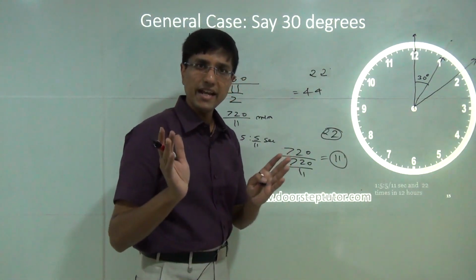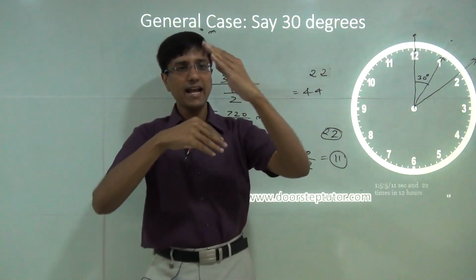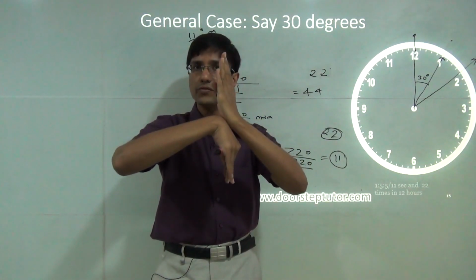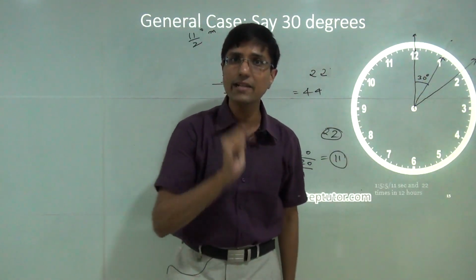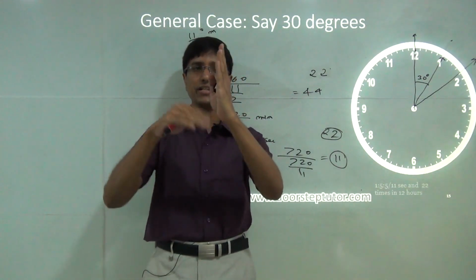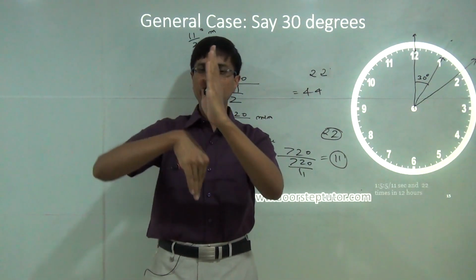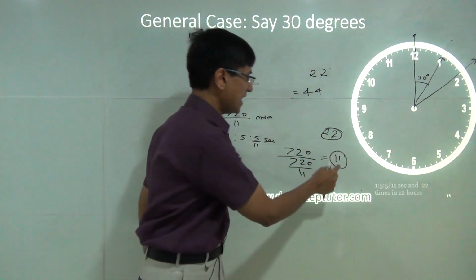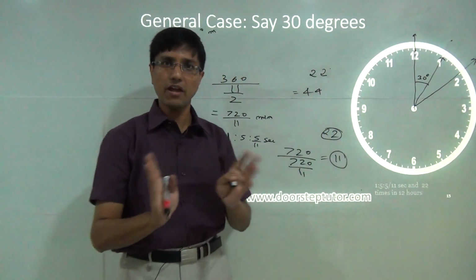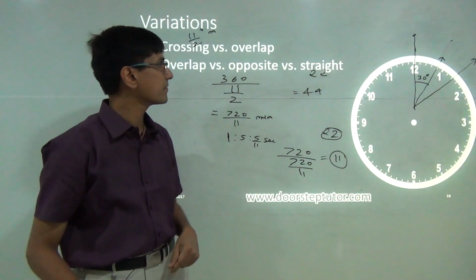Because of symmetry, when the hands are coincident and when the hands are opposite to each other, we only have one starting position. Therefore, these configurations, when the hands are coincident or opposite to each other, only appear 11 times in a 12 hour period. Now, everything should be crystal clear.